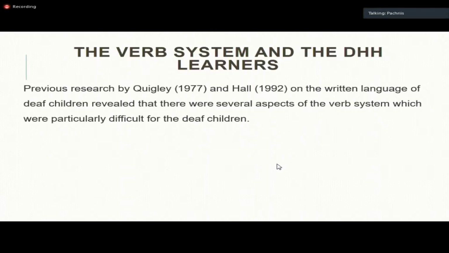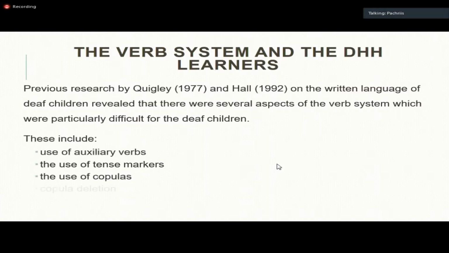So I looked at a study by Quigley and Hall, who examined deaf writers, Quigley in the US, Hall in Jamaica, and found that both of them surmised that auxiliary verbs, tense markers, copulas, and the verbal system as a whole were difficult for deaf learners. So the productions don't often mirror what is expected from English because of the disparity between the grammatical systems of the different languages.